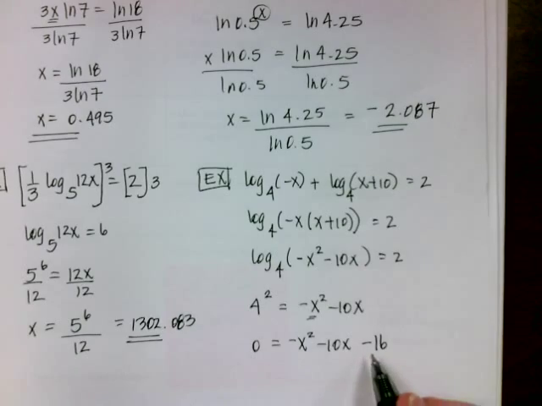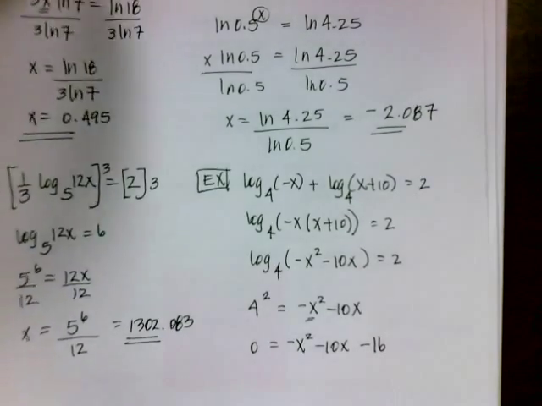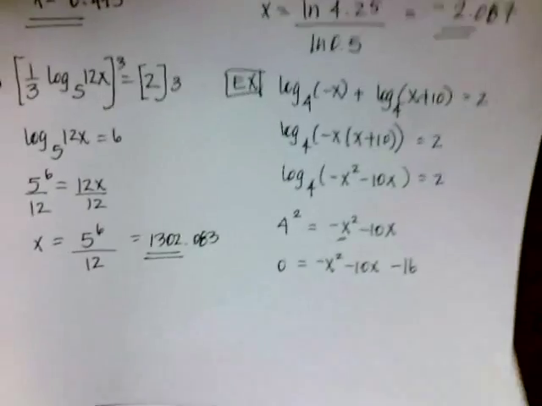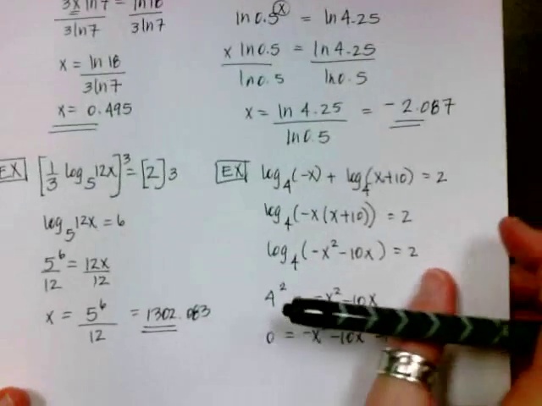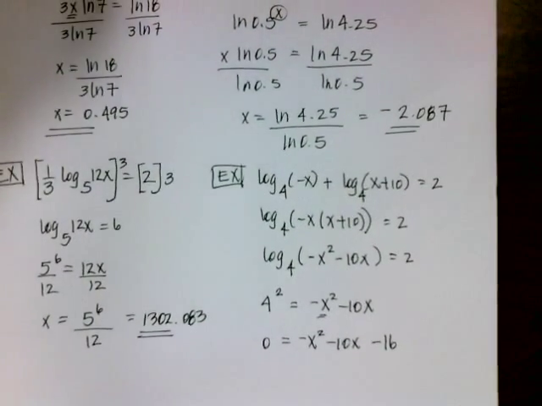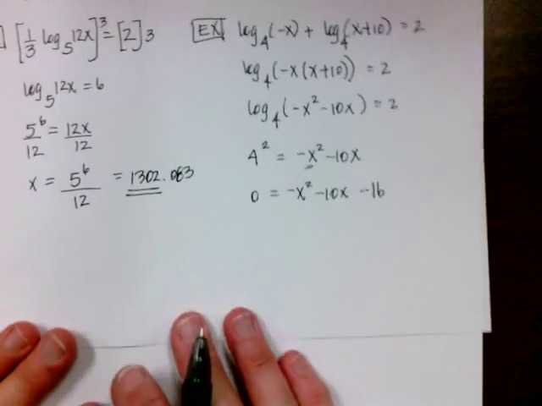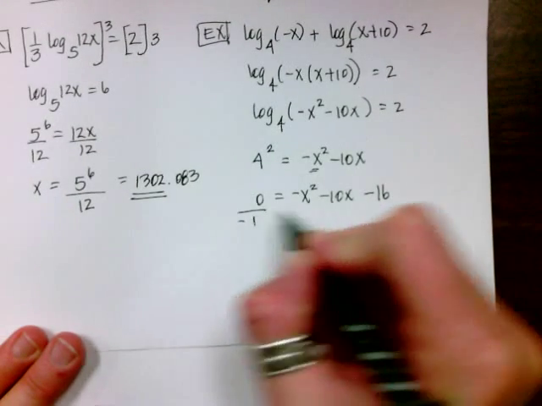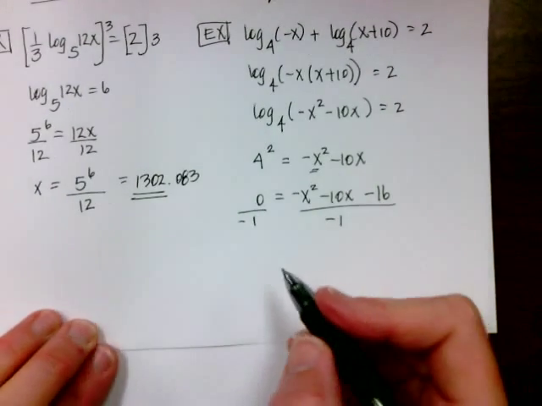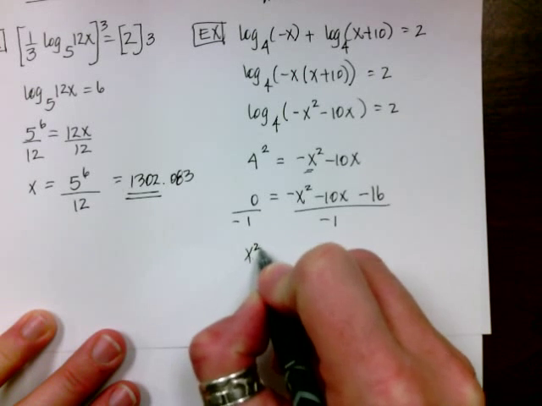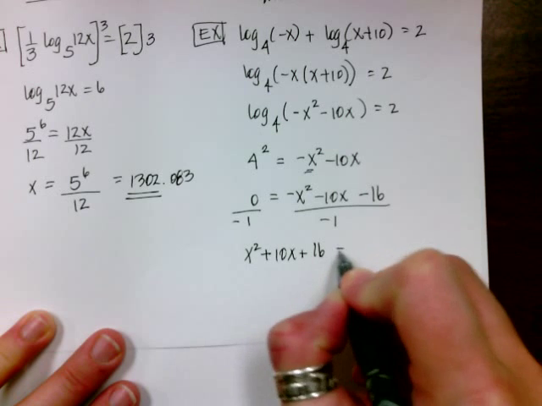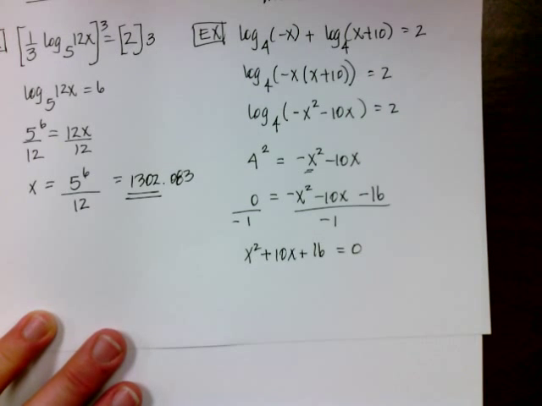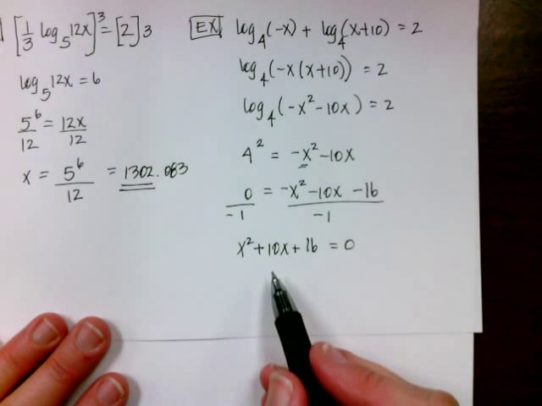Now this, if you'll notice, is a quadratic, okay? And all of those terms are negative. So what might be nice to do is just divide both sides by a negative 1. So if I divide by a negative 1 and a negative 1, I get x squared plus 10x plus 16 is equal to 0. Now I can solve my quadratic.